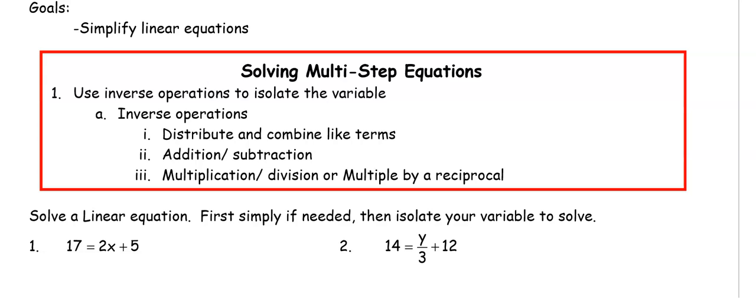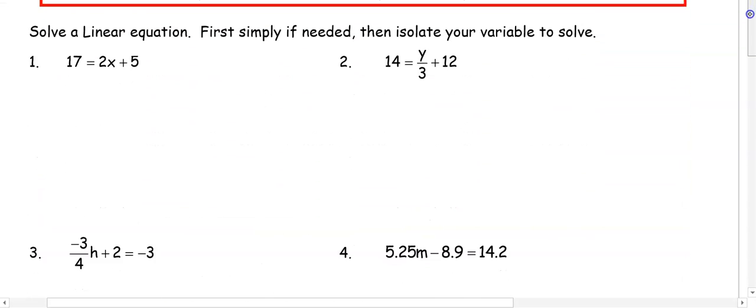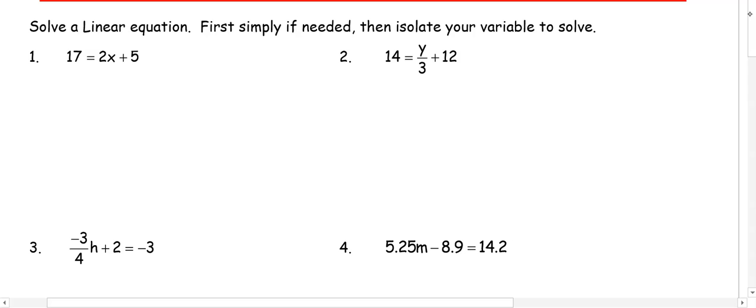So in the first couple, these are just two-step problems as a review from what we did the other day. So number one, 17 equals 2x plus 5. So I can draw my line to divide my equation into my left and right side. So first, I want to add or subtract a number away. So because it's plus 5, I'm going to subtract 5 on both sides. So we get 12 equals 2x. Then we're going to divide by 2 on both sides. So x equals 6.